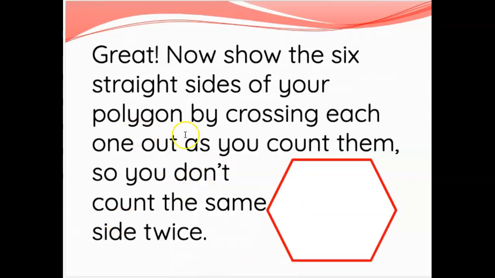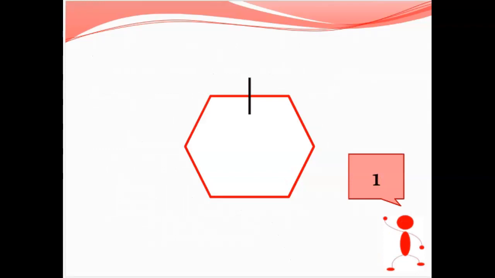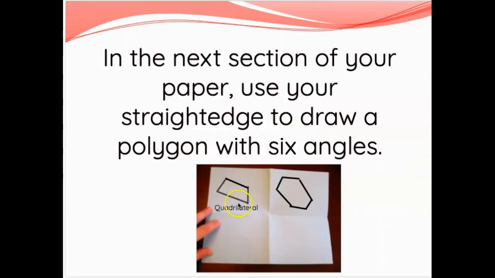And now we're going to show the sides by crossing out each one as we count them, so we don't count the same one twice. Let's go. 1, 2, 3, 4, 5, 6. So this is a really good strategy for counting sides of a polygon. If we put a little cross through them, then we know we won't count it more than once and we won't miss any. Now, are all hexagons the same? Look at this hexagon compared to the one that I drew up here. Are those the same?